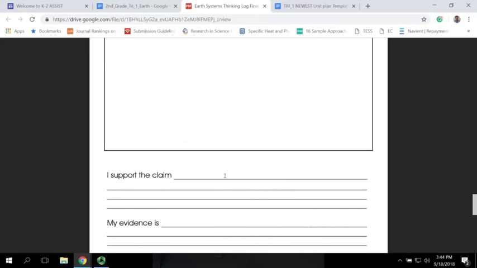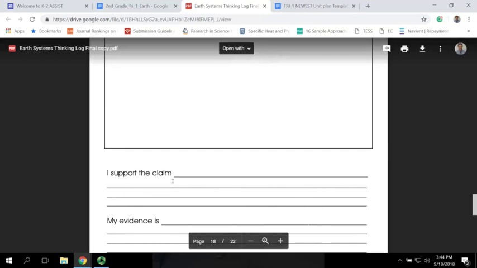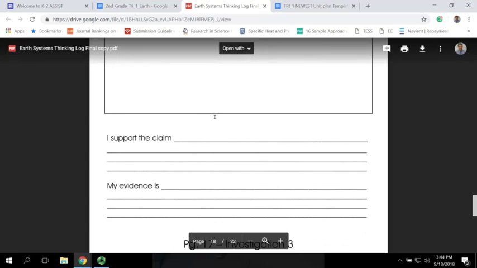And then, I support the claim that blah, blah, blah, and my evidence is, and this is again based on the model that they created. The big picture that we're looking at here is different bodies of water, like lakes. Many of them came from glaciers that melted, so they get the idea of where these large bodies of water came from. They didn't just pop out of the ground. They actually claim a lot of them came from melted glaciers.